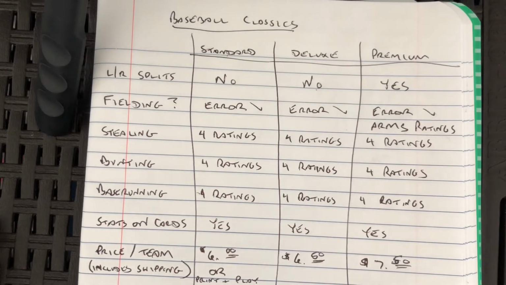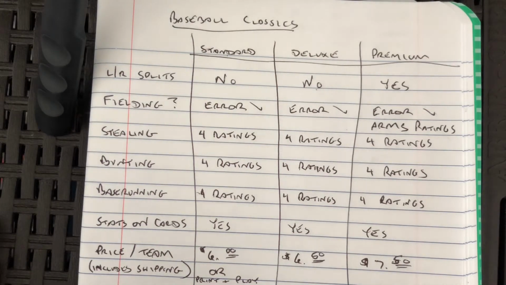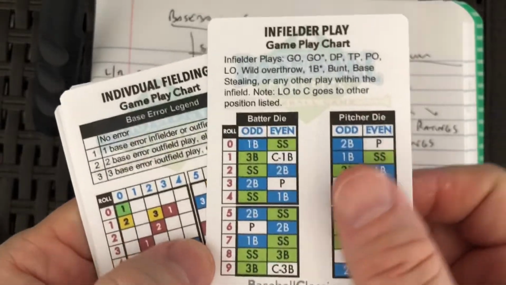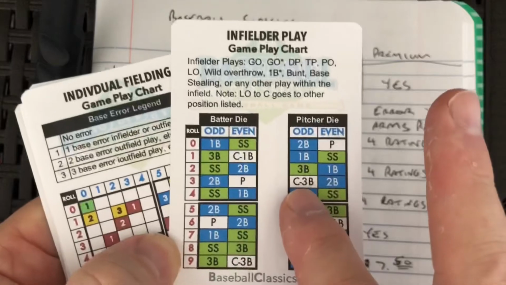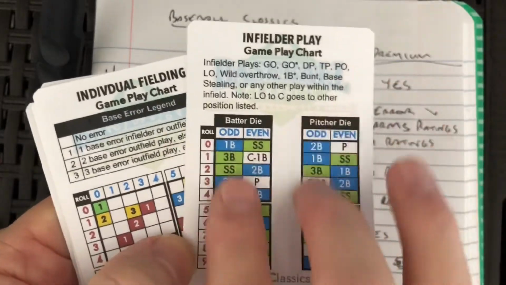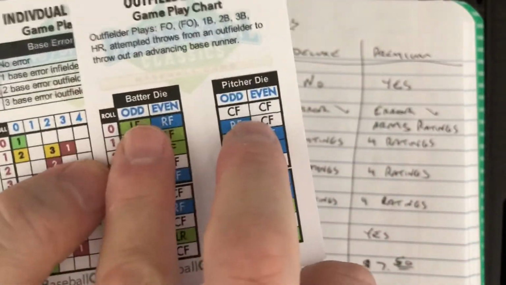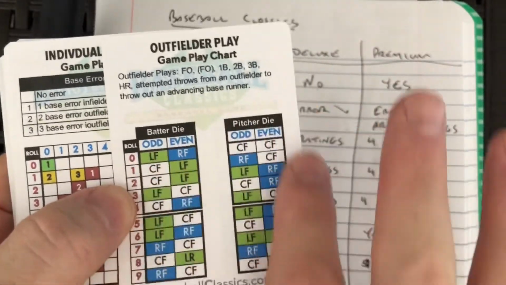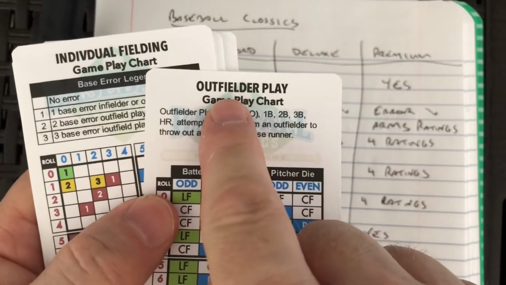How do errors work? Well, after each play is resolved, there is an error chart, and I will show you what the error chart looks like. On the deluxe and the premium versions, you figure out where the ball is hit by using a roll you've already done to get the at-bat resolved. And you look on this chart to see where the ball went on hits or outs. Same thing here, hits or outs. It just matters if it's on the infield or if it's in the outfield.